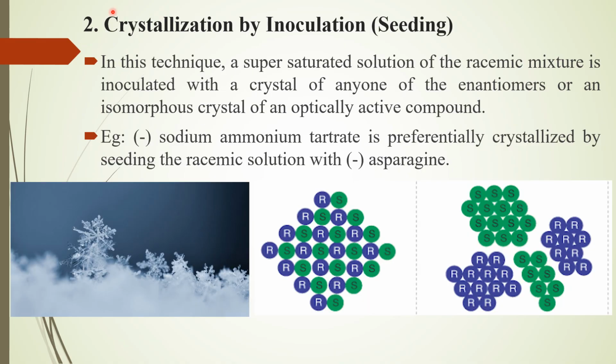The next method is crystallization by inoculation, that is seeding. This technique is used for the separation of racemic mixture, and in this technique a supersaturated solution of the racemic mixture is inoculated with the crystals of any one of the enantiomers or any isomorphous crystal of an optically active compound. Example, sodium ammonium tartarate is preferentially crystallized by seeding the racemic solution with an optically active compound, minus asparagine. So this is the example.